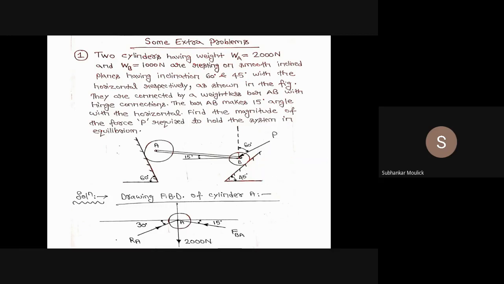From B, one force acting is the weight of cylinder B, which is nothing but 1000 Newton acting vertically downward. The second force is the force exerted by this bar AB, but this time the force will be exerted from cylinder A through the bar AB at point B. So the direction will be this, and I will write FAB.